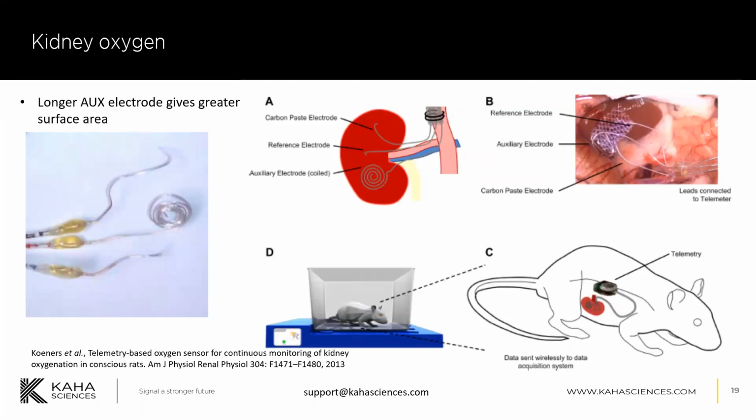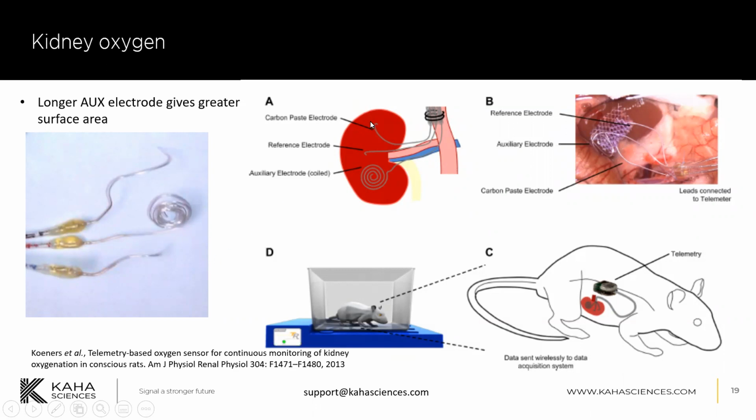So Martin Kunis then took the telemetry system and looked at whether he could use it in his studies for measuring kidney tissue oxygen. And he's very interested in the role of the kidney in cardiovascular control. And what he found was that for the kidney, it worked much better if you had a larger auxiliary electrode area. And so what he did was strip the Teflon off those platinum silver wire electrodes along quite a long length and coil it up to give a greater surface area.